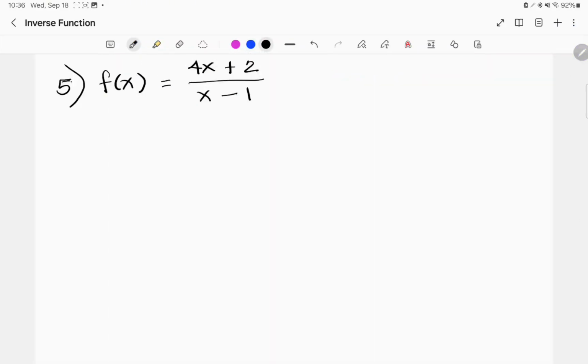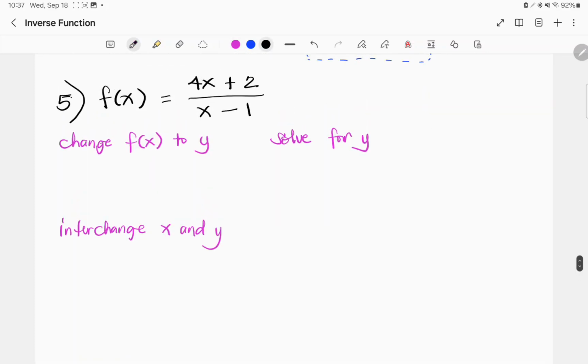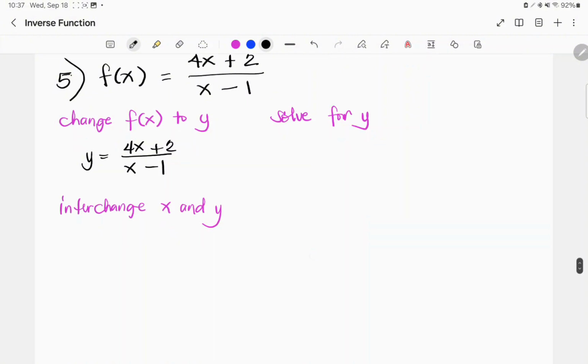For our fifth example, we will be taking the inverse of a given rational function, that is 4x plus 2 over x minus 1. So we have the same procedure as the first four examples, we have to change f of x to y. It will become y equal to 4x plus 2 in the numerator and x minus 1 in the denominator. For step number 2, we have to interchange x and y, so y will become x and all x will become y.